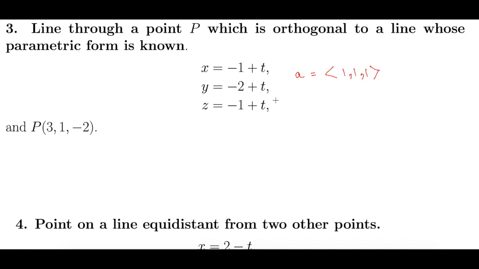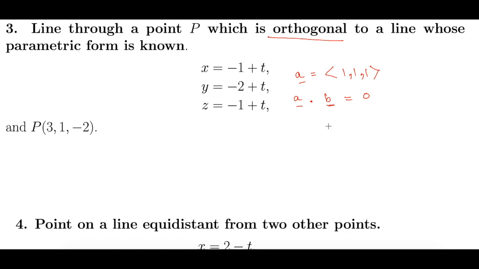Okay, so then if the line which we are seeking is orthogonal to this line, this means that the direction vector, let's say that is v, should have a dot product with a equal to 0. Correct. Now this can be any of so many vectors here.